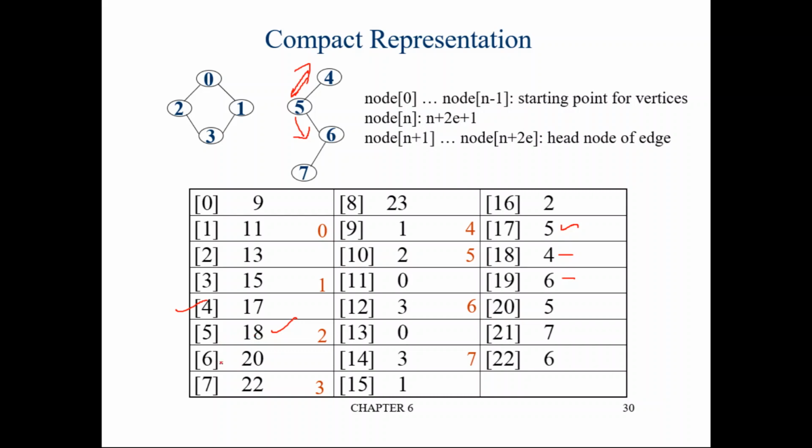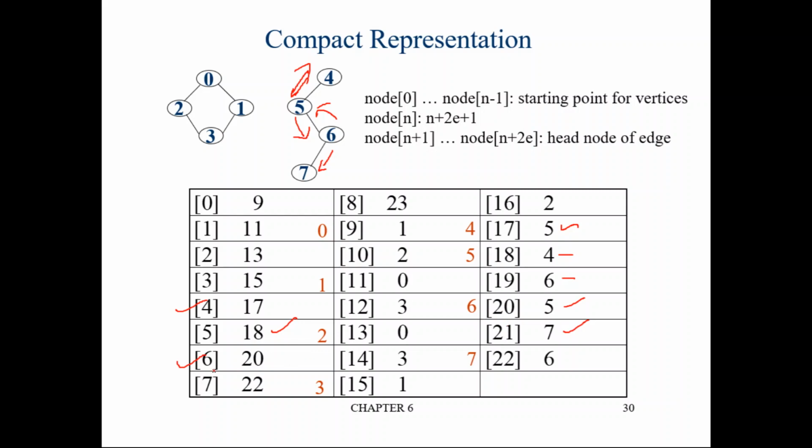So the edge detail of vertex 6 should start at which location? 20. Vertex 6 contains how many edges? Two edges. What are they? One edge to 5 and one edge to 7, and it starts at which location? 20. So there is an edge to 5 from 6 and there is an edge to 7 from 6. So the edge detail of vertex 6 is available from 20, two locations, 20 and 21.